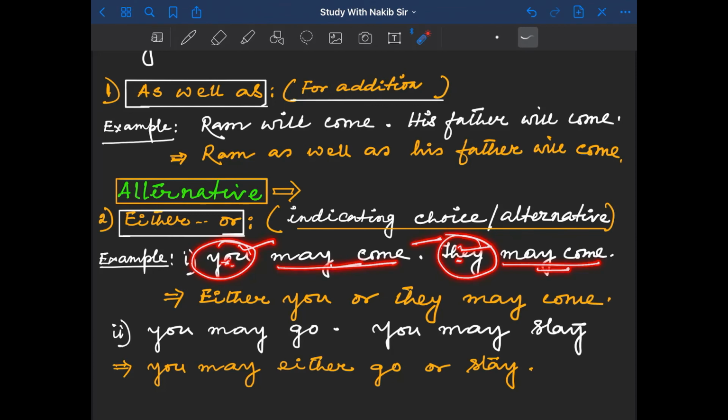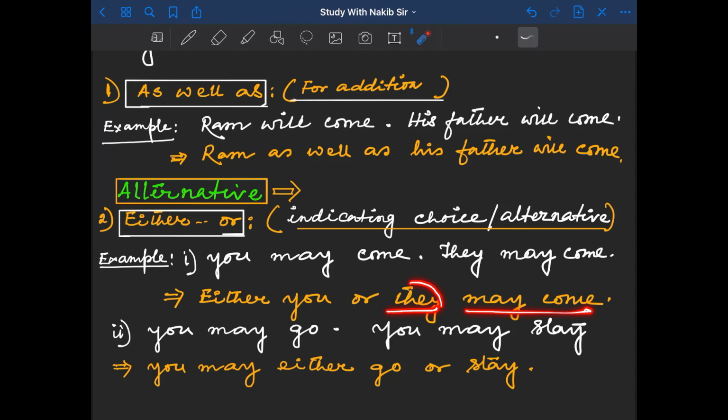Now see the example. Either you or they may come. If you get this type of sentences, join them this way. Either you or they may come. Your combined sentence is this: either you or they may come.